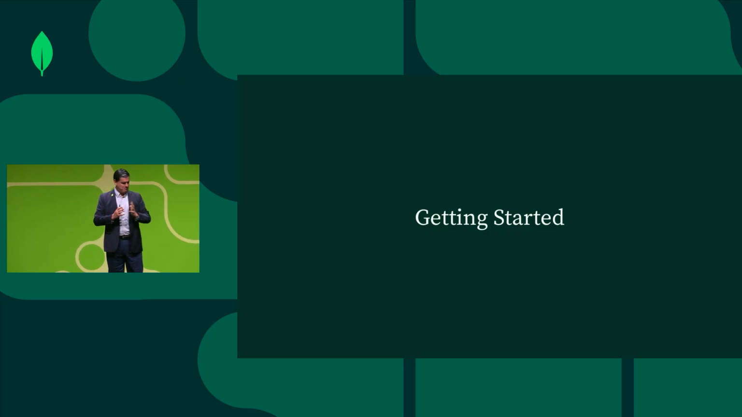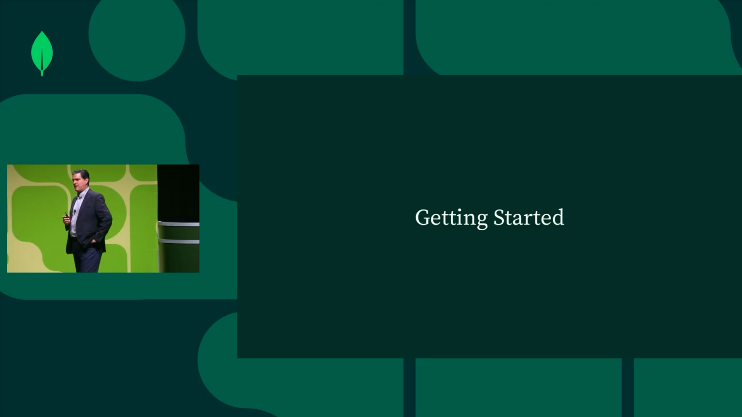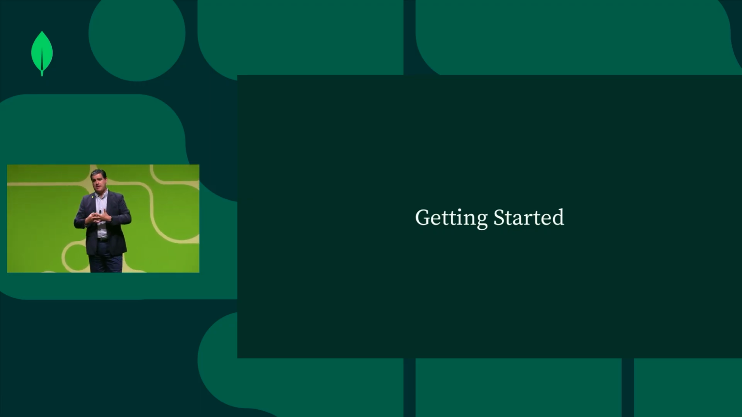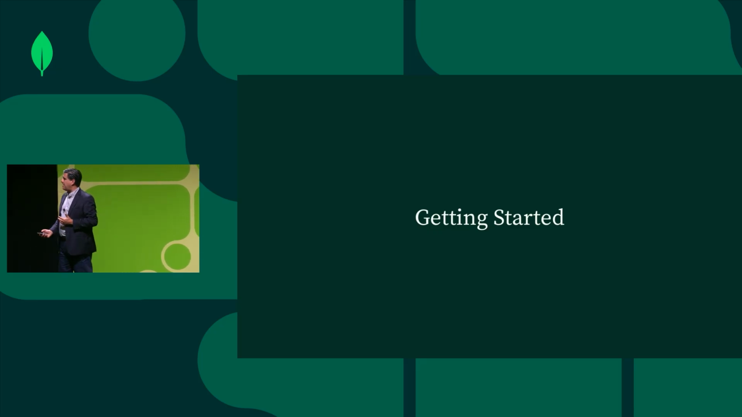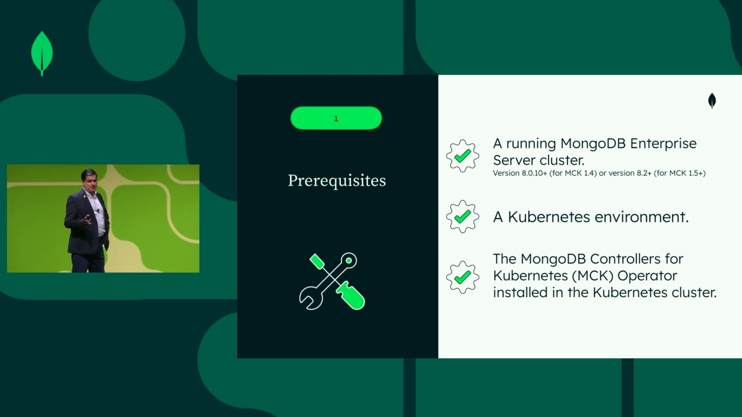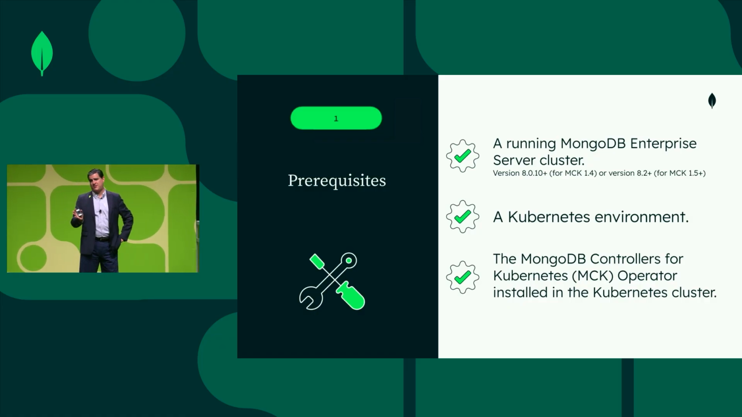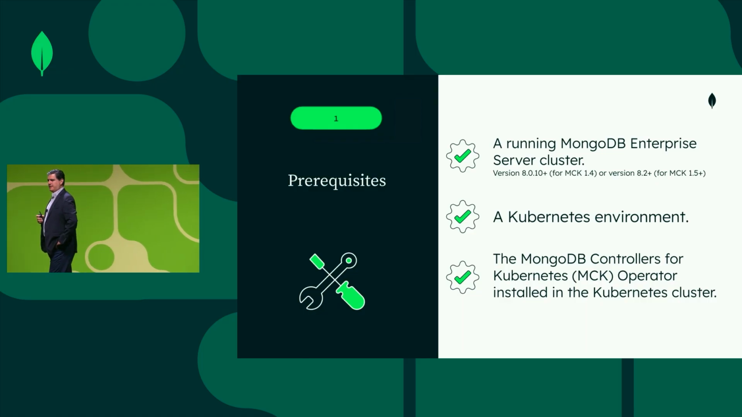So you could be asking this very important question: how can I get started? Of course, right now we are on a public preview, but we are going to be releasing documentation that will enable you to add these capabilities to a local environment. How to get started? The first step is to follow these prerequisites. You need to be running on MongoDB Enterprise Server Cluster version 8.0.1 or above. You need to run on a Kubernetes environment.